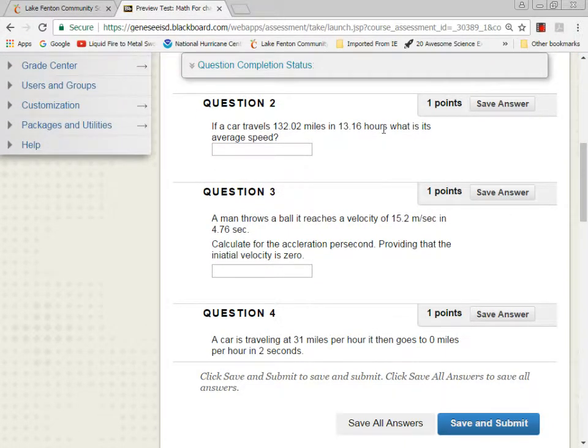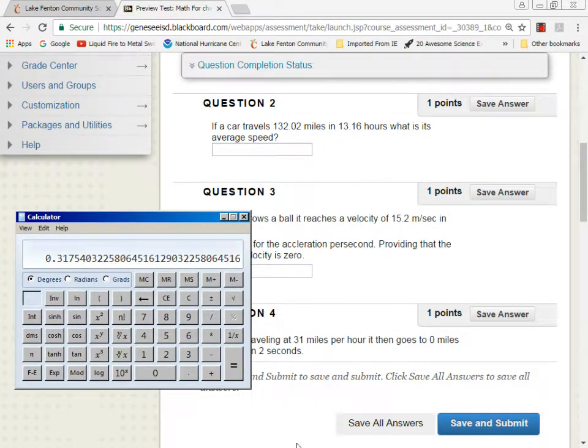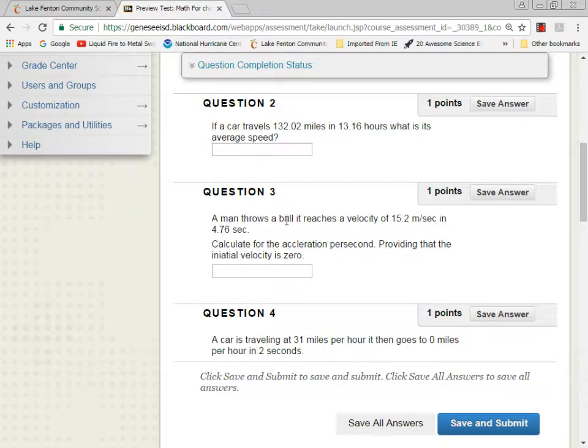Once again, what's his average speed? You literally just go first number divided by second number. So clear that out. 132.02 divided by 13.16, and edit, copy, and go ahead and paste that in and take it to the second decimal.